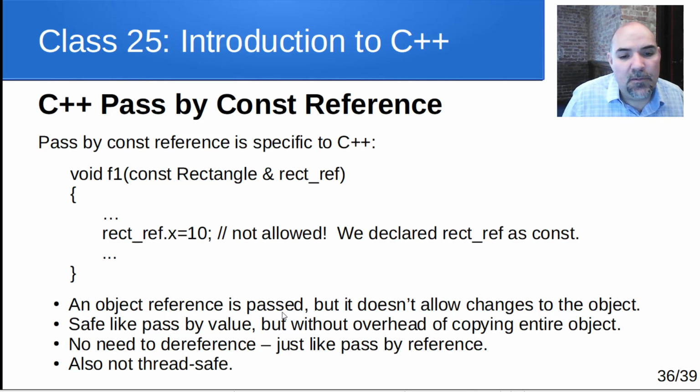So an object reference is passed, but it doesn't allow changes to that object. It's safe, like pass by value, in that it won't allow us to change that object. It's safe, but it doesn't have the overhead of passing by value, where it has to make a copy of the entire object. We're still passing a reference to the object, which is fast and efficient, but we're telling the compiler, don't let this function make changes to that object. And that can be clear to somebody looking at this code that this is not going to allow it to be changed. If you try to change that object in here, the compiler won't let it. Also, no need to dereference, just like pass by reference. Also, still not thread safe.